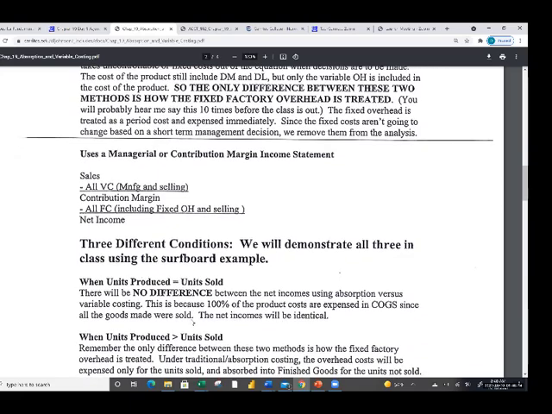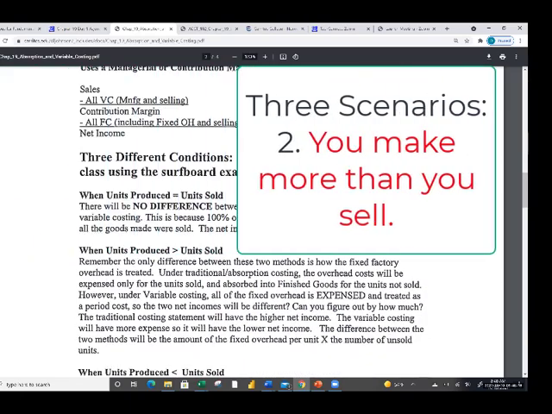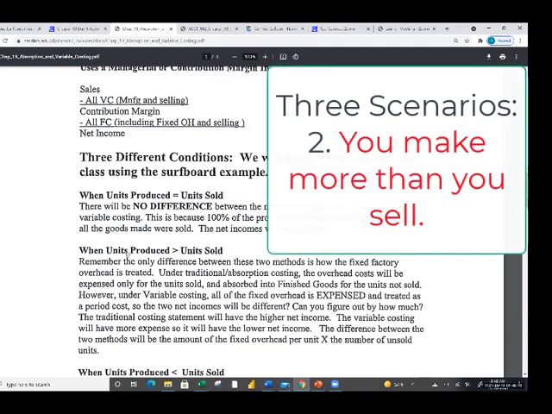The second scenario, which I think happens with most businesses, is to produce more than they want to sell to be ready for increased demand and so forth. So an example of this, I'm just pulling numbers out of the air right now. An example of this would be if we made 10,000, but we only sold 8,000.